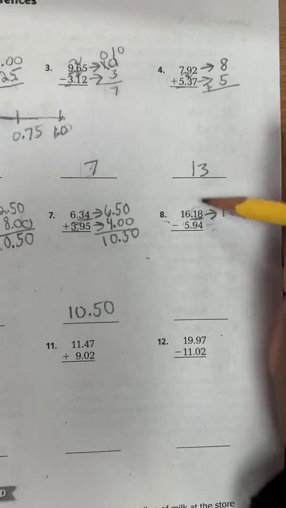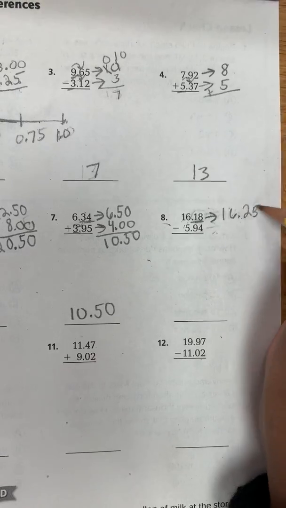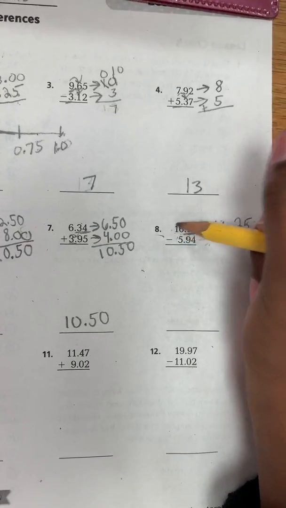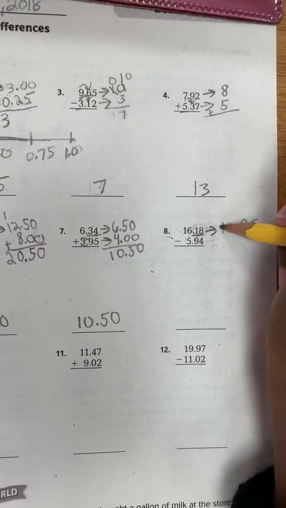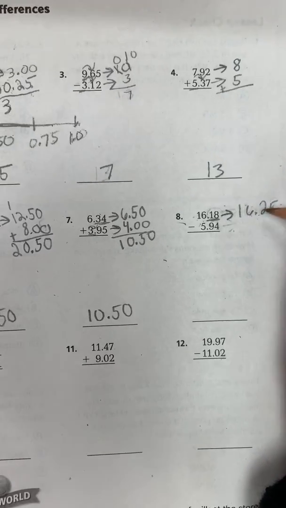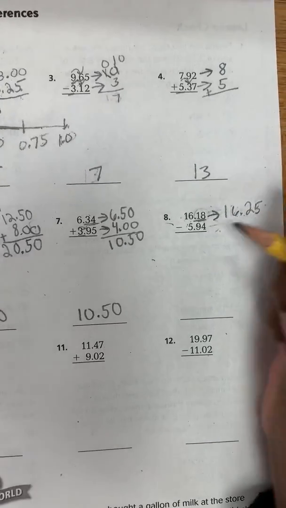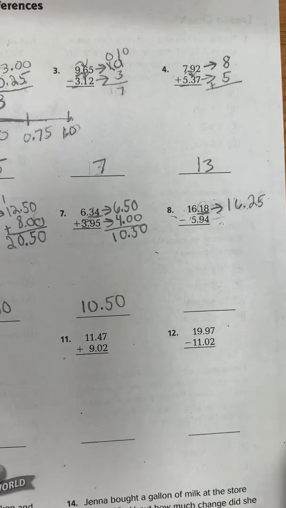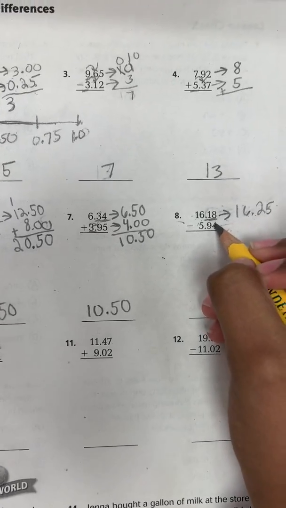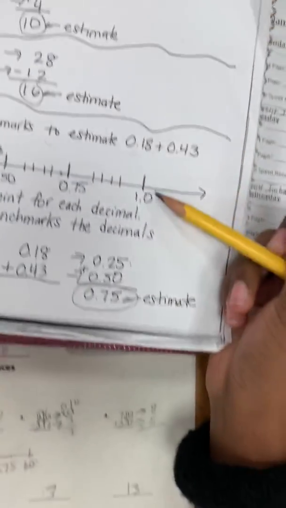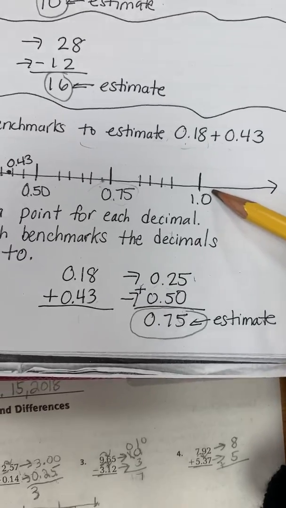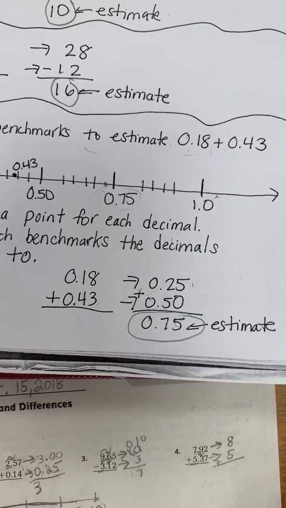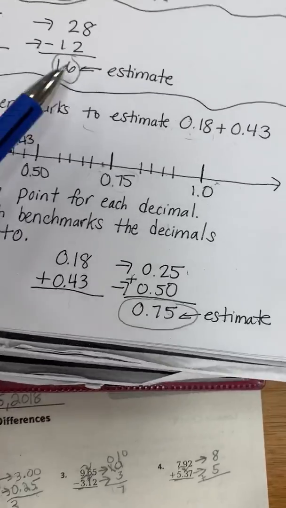Okay, Ariel. You don't want to just put 0.25 because you leave the whole number out. Yeah, you can't leave that. You need to add the 16 and 25 hundredths. Excellent. Let's go on to this one. Right. Same thing. If we look on our little benchmark graph, 0.94 is closest to 1, correct?